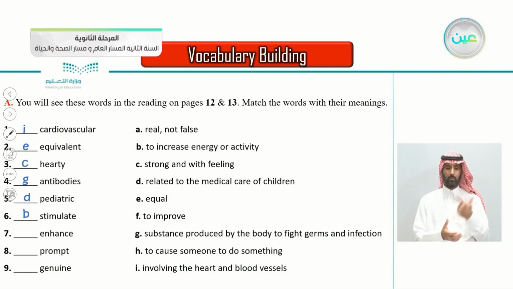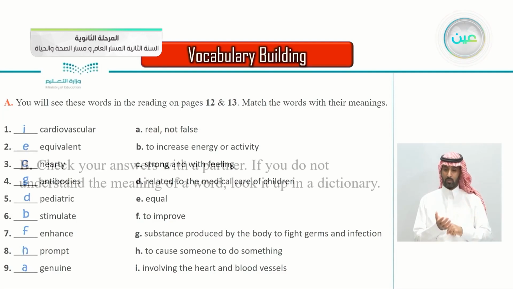Number 7, enhance. Enhance goes with the letter F, to improve. So to enhance means to improve. What about number 8, prompt? Prompt goes with H, to cause someone to do something. Prompt here, to make someone do something. And the last one, genuine, goes with the letter A. Of course, genuine means real, not false. When something is genuine, it means that it is real, not false.